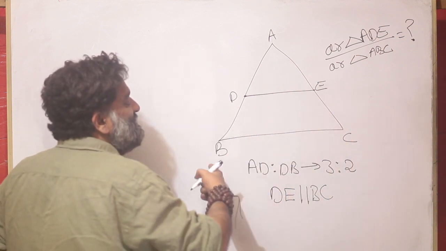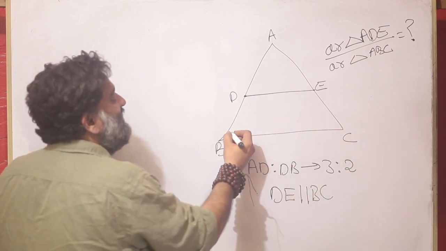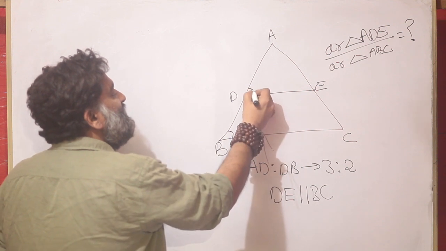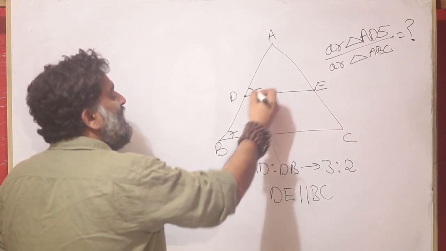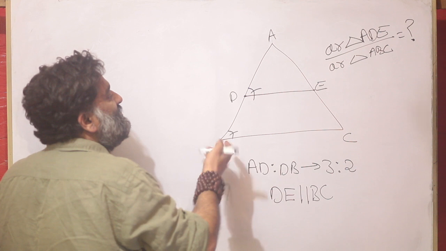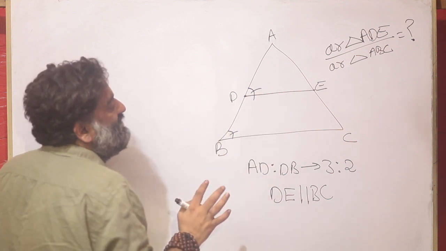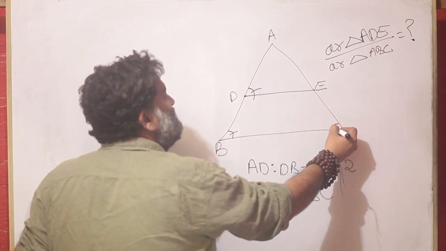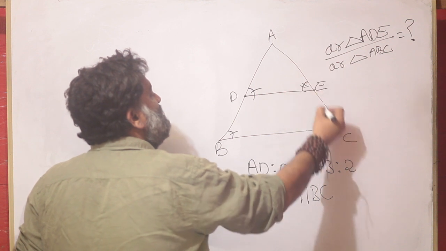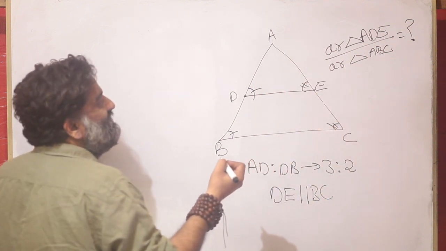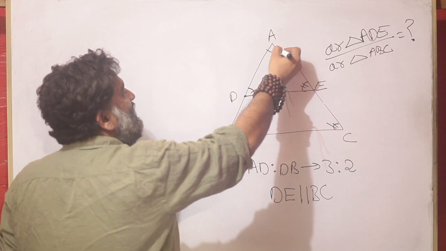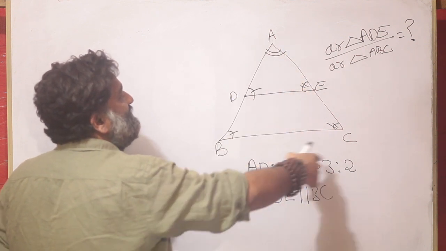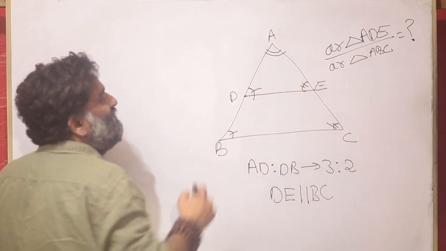Line DE is parallel to line BC. That means this angle is going to be equal to this angle. Why? Parallel lines, transversal, corresponding angles are equal to each other. Same logic, this angle is going to be equal to this angle. So angle C is equal to angle E. And angle A is common to both the triangles, the big triangle as well as the small triangle.